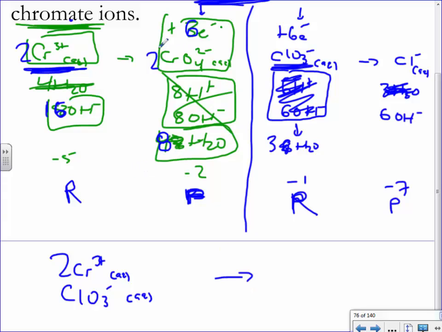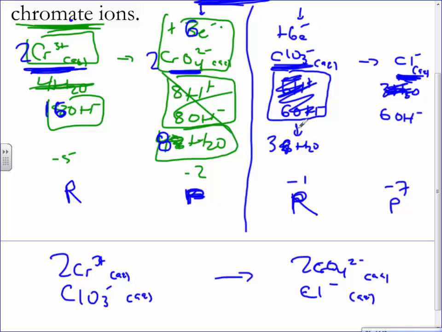Now let's do products. There's going to be a 2 CrO4 needed. That accounts for this guy. And we're also going to need to have a Cl negative needed. That accounts for this guy. So I've done this one. I've done this one. I've done this one. I've done that one.